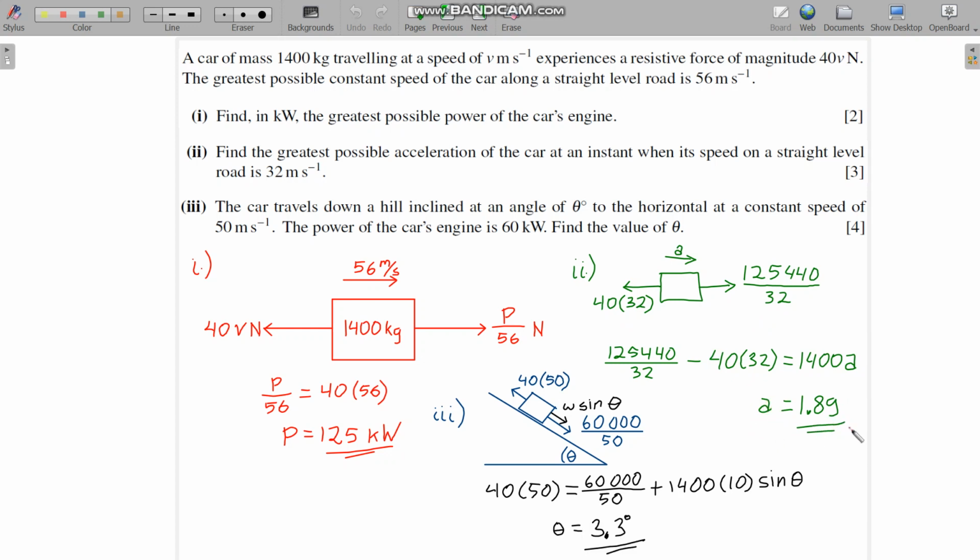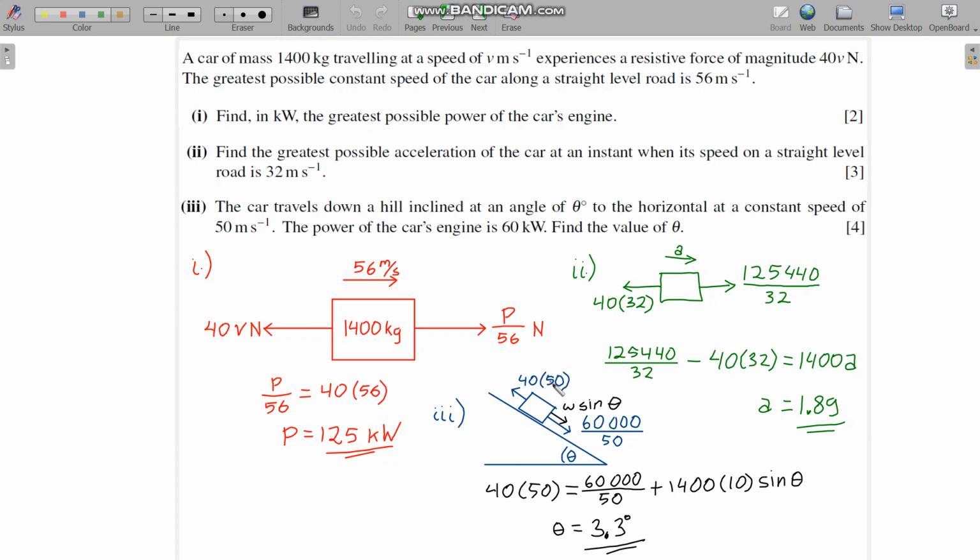The car travels down a hill, angle theta, speed 50, constant. Find the power. So we have the engine power divided by velocity. We get the engine force. We always have the weight component down the slope, W sine. We have the resistive force 40 times the velocity.